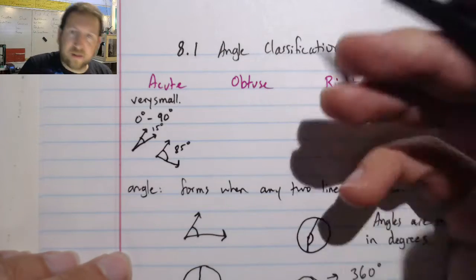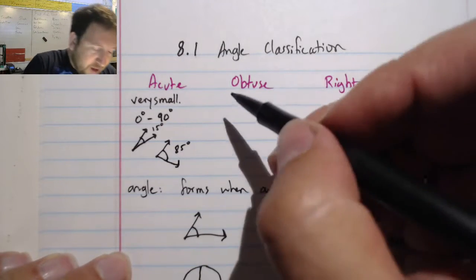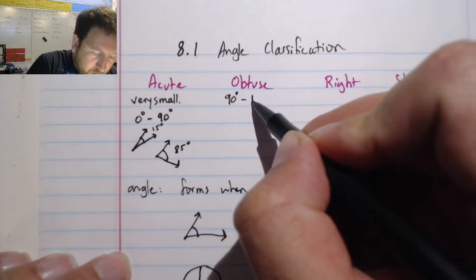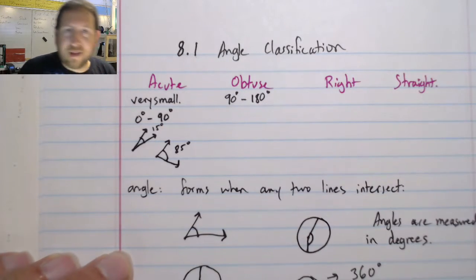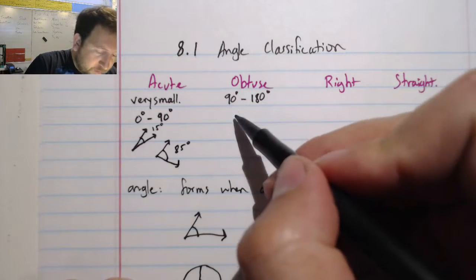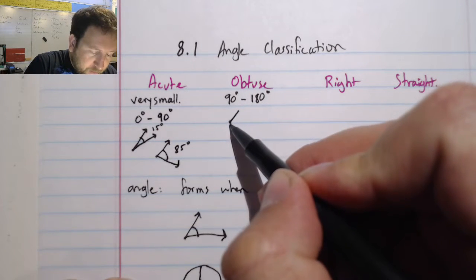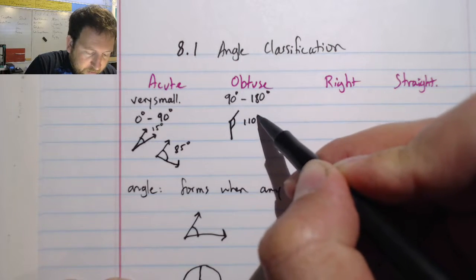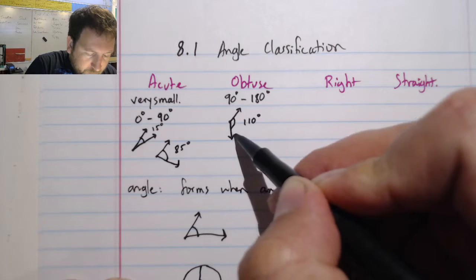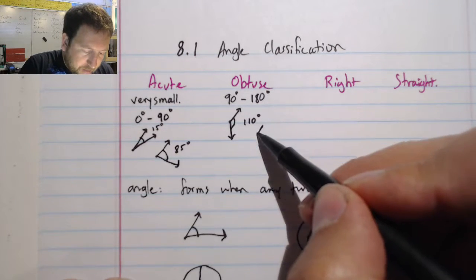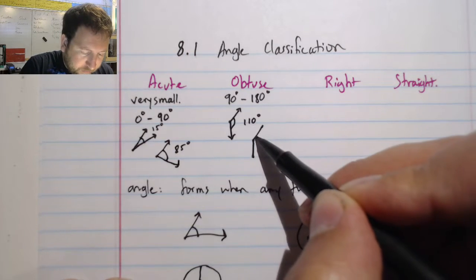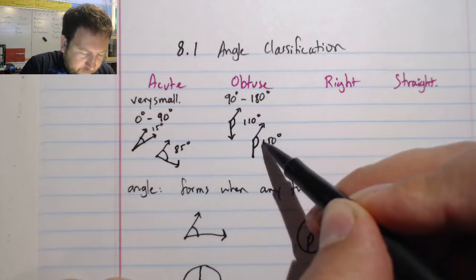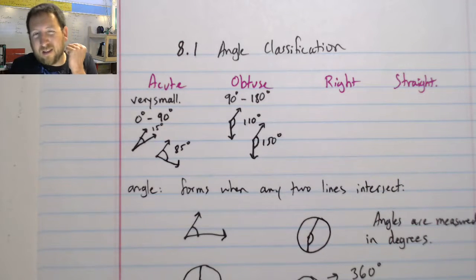Now, our obtuse angles are larger than our acute angles, and they typically go from 90 degrees to 180 degrees. And they don't include those two sides. So they might look like this. Maybe this is 110 degrees. Or they may even be larger, and they may look like that. Well, that's kind of the same, I guess. We'll call that 150. Now, I'm not actually measuring them. I'm kind of just estimating right now.